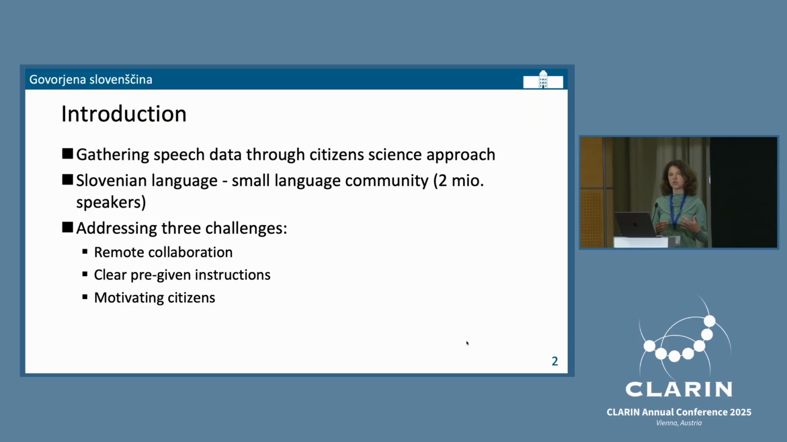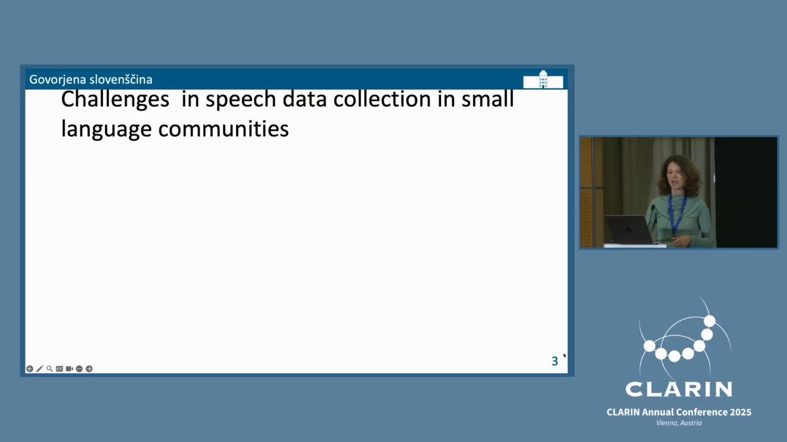And in this talk, I will concentrate on 3 challenges which we find connected to this task. First is to support remote collaboration. This one is the easiest. The second challenge I will address is to provide clear instructions in advance so that we don't have to do much communication with participating citizens. And the most challenging is to motivate citizens to participate and cooperate with us.